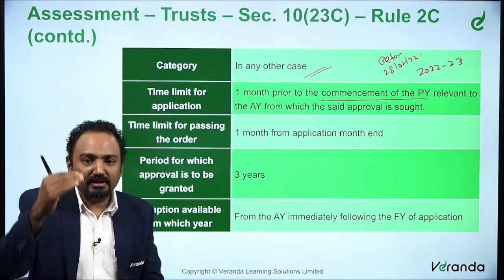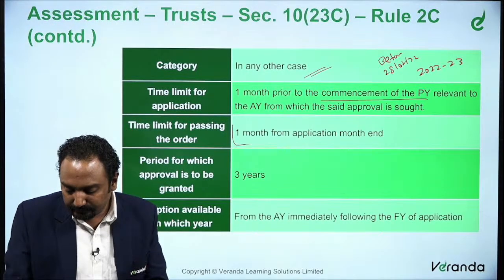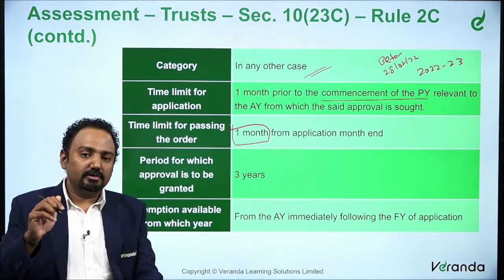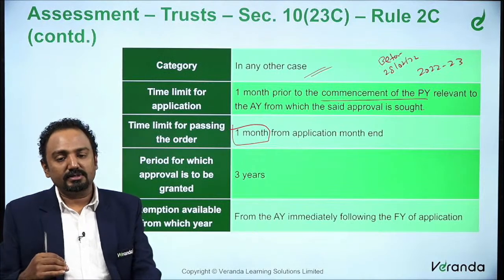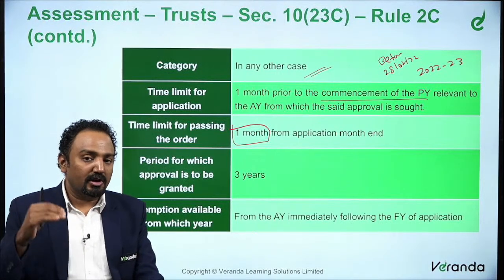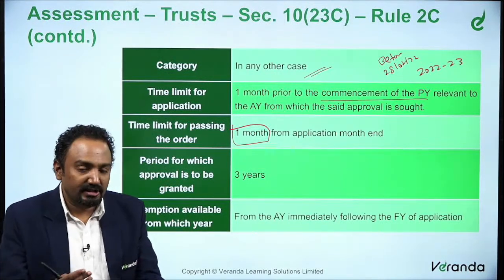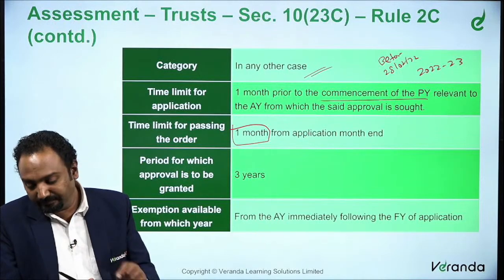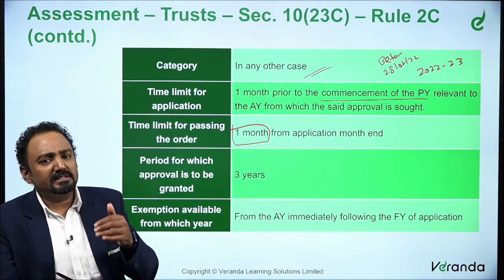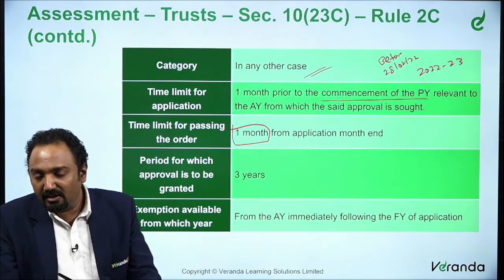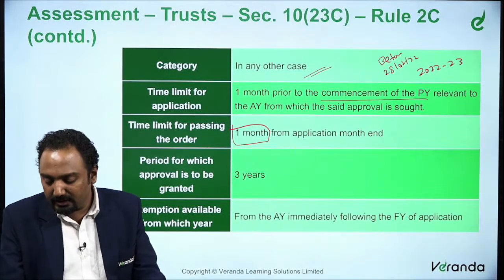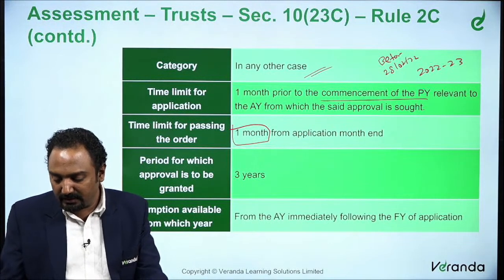Since there it is 1 month, here also it is 1 month. Everywhere you see, there it is 3 months, here also 3 months. There it is 6 months, here also 6 months. So the time limit for passing an order and the time limit for filing an application are both the same. Only thing is the time limit for passing the order starts from the time when you have actually filed your application. So 1 month from the application month end.